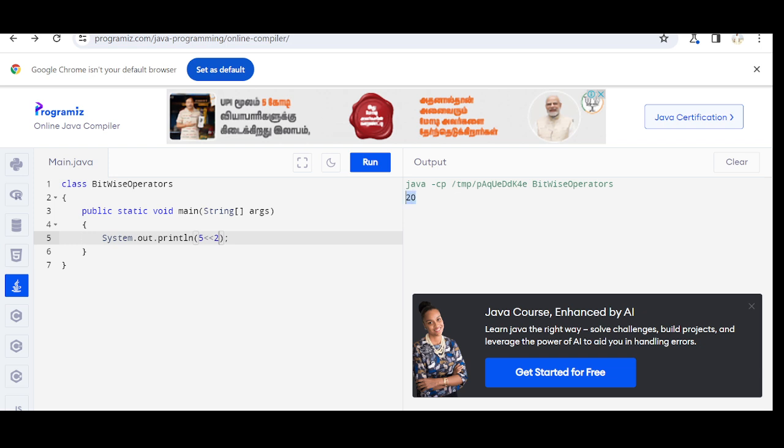See, the number is 20. It is doubling its size. If I do it with 1, it is doubling it. The number is becoming the double of the actual number. If I do it with 2, firstly it is getting converted into 5 into 2, then the answer is getting evaluated again into 2, which is 20. But if I do it with 3, it should be 40, I guess. 40. It keeps doubling.